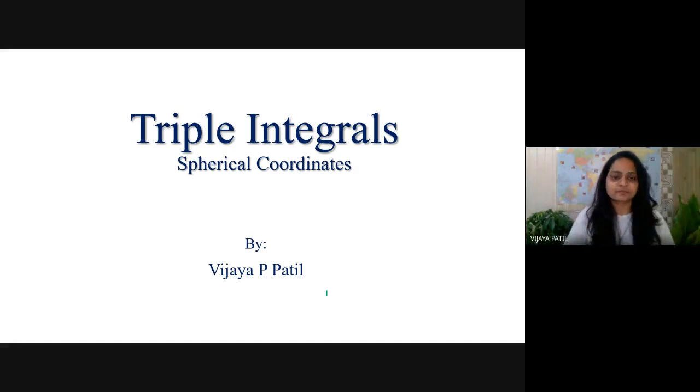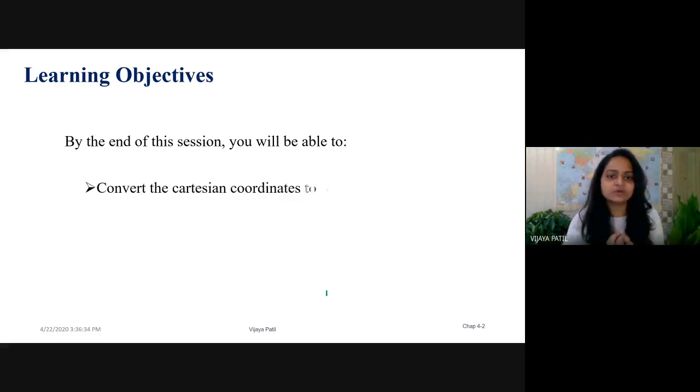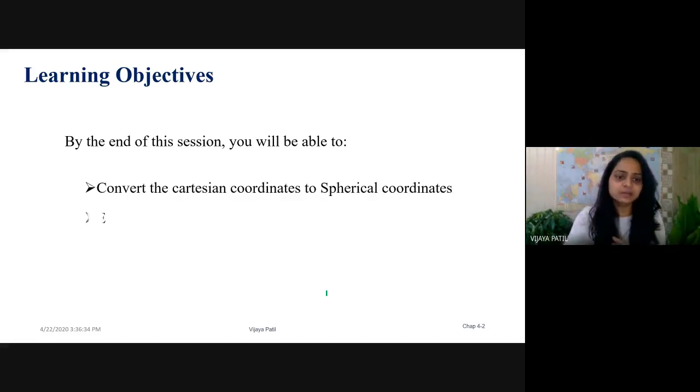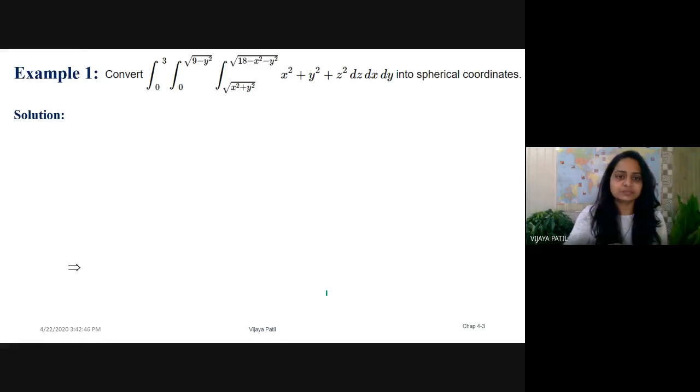Hello everyone. In continuation with the triple integrals lectures, we will be going after the lecture of differentiation for spherical coordinates. We'll be going for spherical coordinates and the questions from the triple integrals. And by the end of the session, you'll be able to convert the Cartesian coordinates to spherical, and you are able to evaluate triple integrals over the given region of spherical. Now, first question is this.